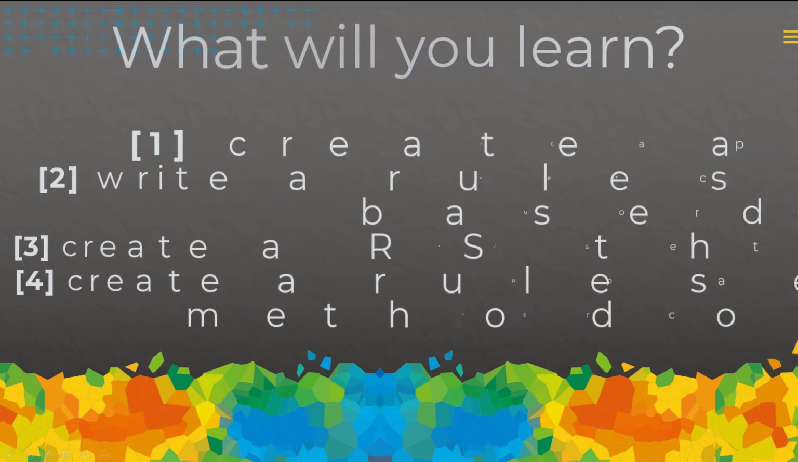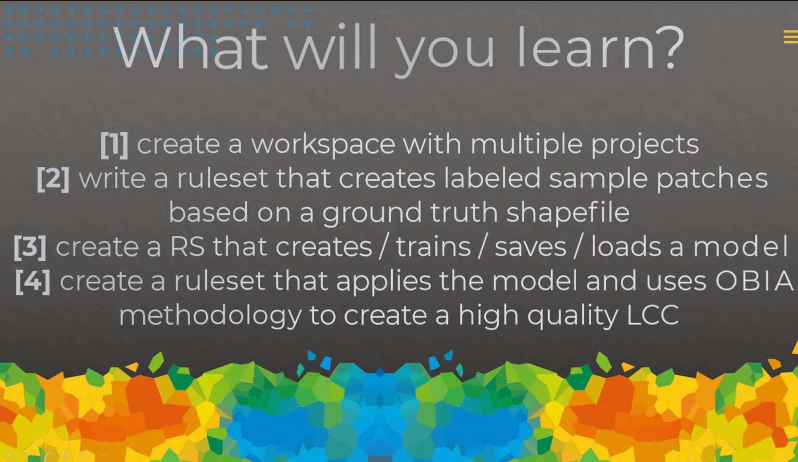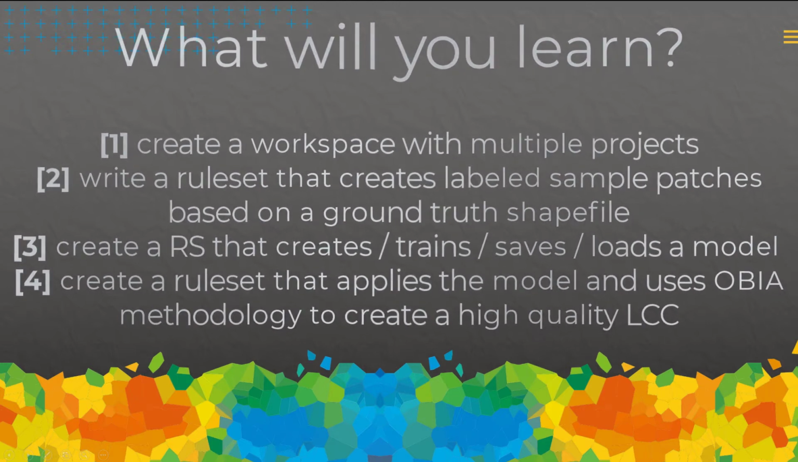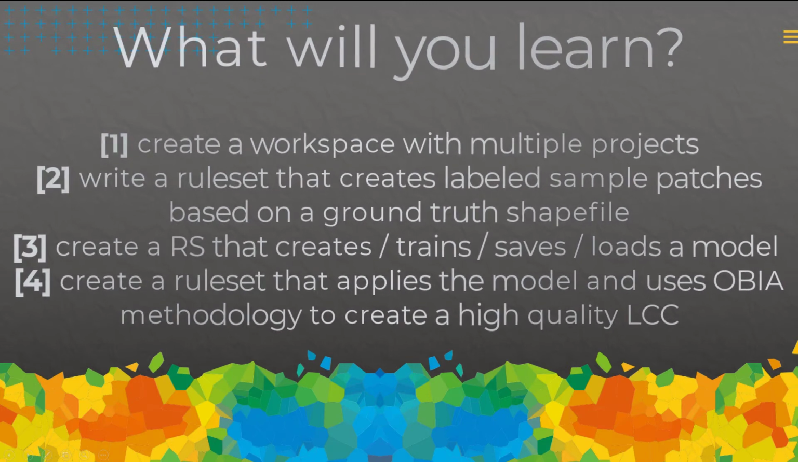So what will you learn? First of all, we're going to create a workspace with multiple projects. Then we're going to write a rule set that creates labeled sample patches based on a ground truth shapefile. Afterwards, create a rule set that creates, trains, saves, and loads a model. And finally, create a rule set that applies the model and uses OBIA methodology to create high quality land cover classification. I'm also going to mention a few best practices that we do recommend.